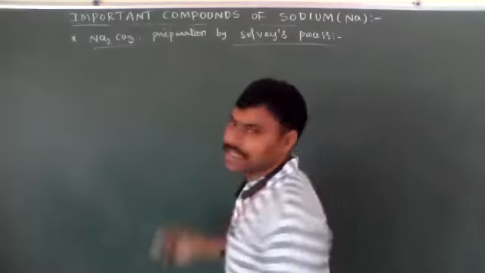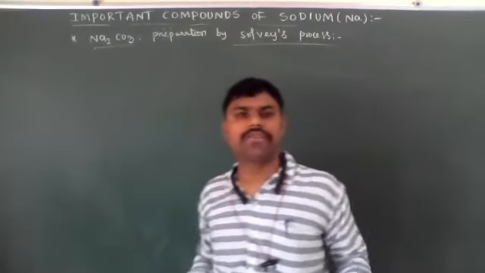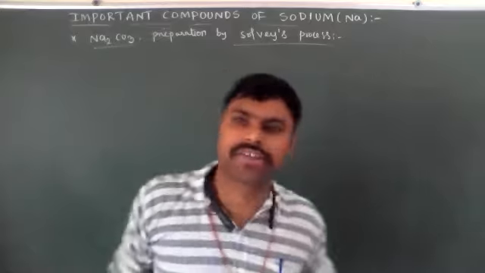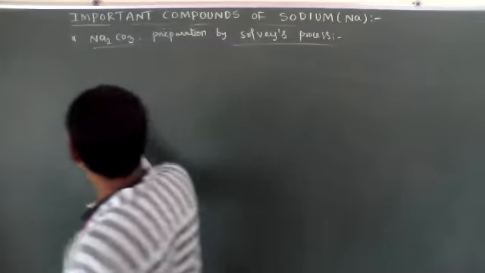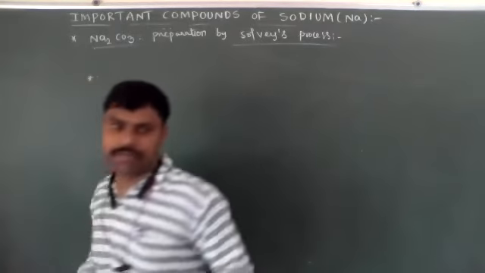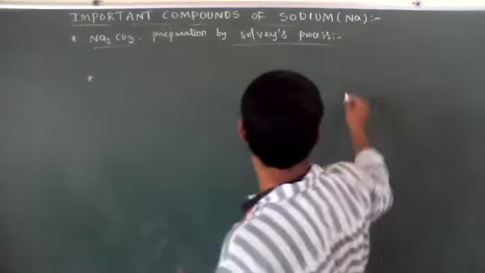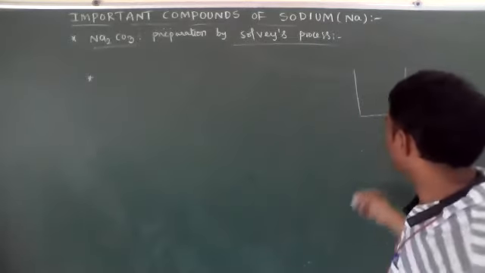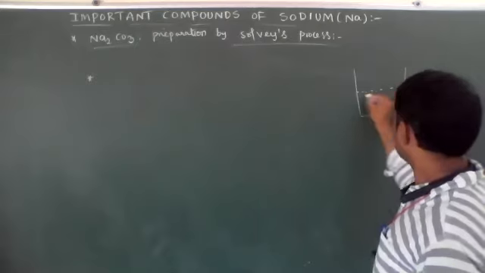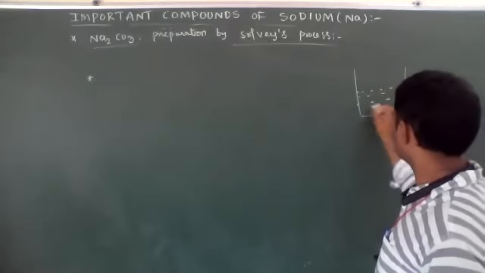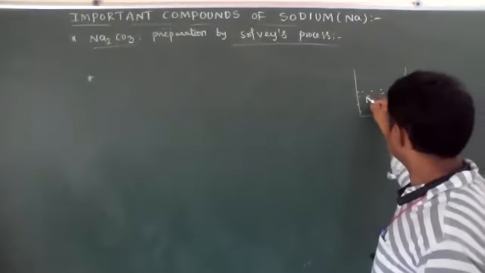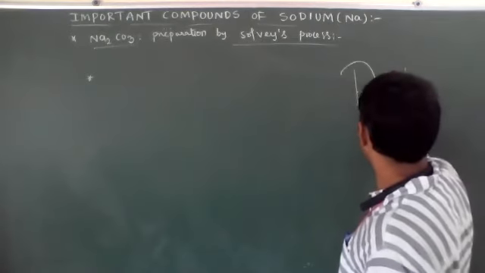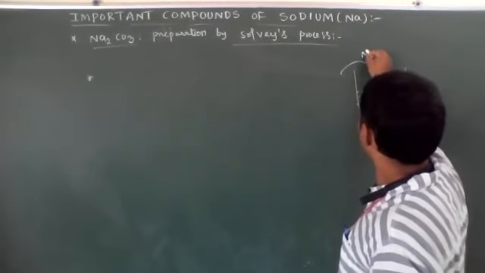Solvay process. See, in this Solvay process, how are we preparing Na2CO3, sodium carbonate? Let's listen carefully, dear students. In this process, you have to take one big beaker or container. In this container, first you have to take brine solution, NaCl solution. Through this NaCl solution we are passing ammonia.